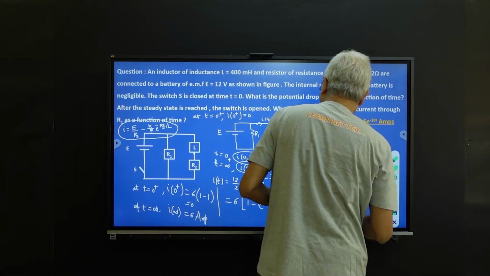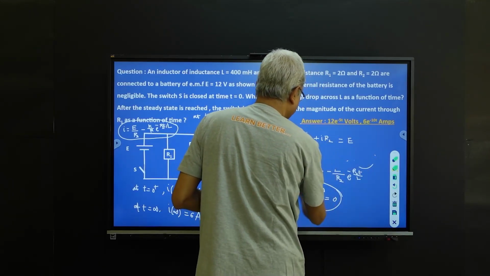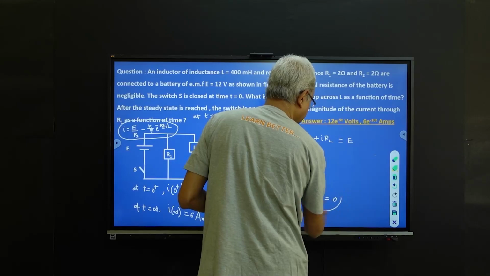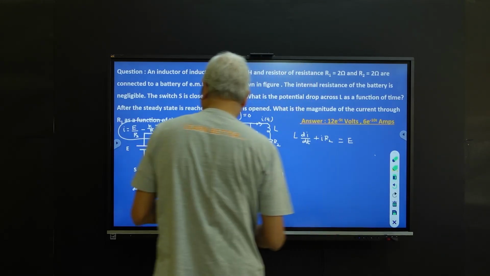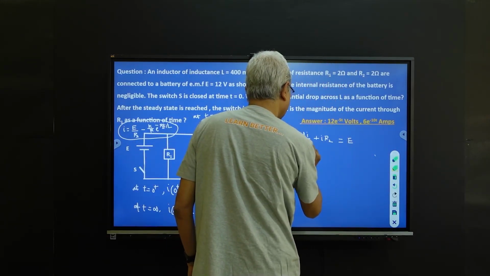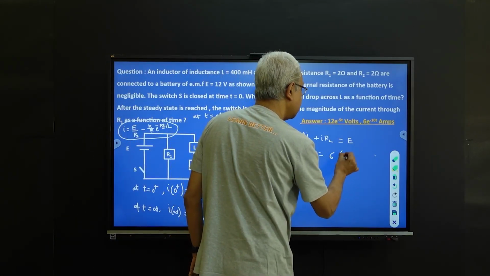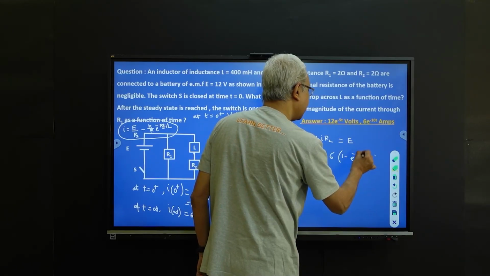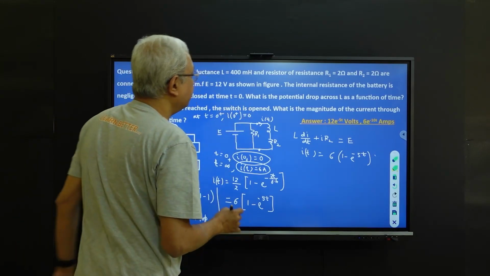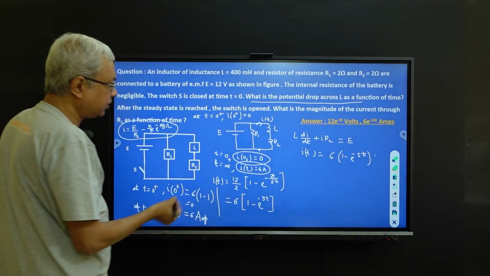Therefore, the solution of the differential equation is I(t) equal to 6 times 1 minus e to the power minus 5t. Now the question is, what is the potential drop across L as a function of time? This is very simple.